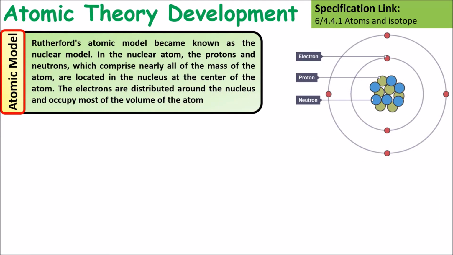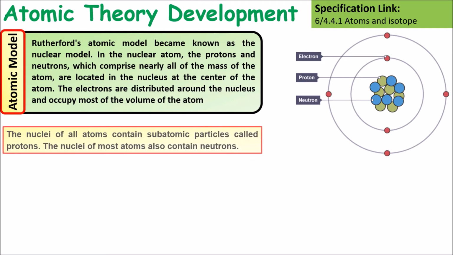Rutherford's atomic model became known as the nuclear model. In the nuclear model, the protons and neutrons, which comprise nearly all the mass of the atom, are located in the nucleus at the center of the atom. The electrons are distributed around the nucleus and occupy most of the volume of the atom.